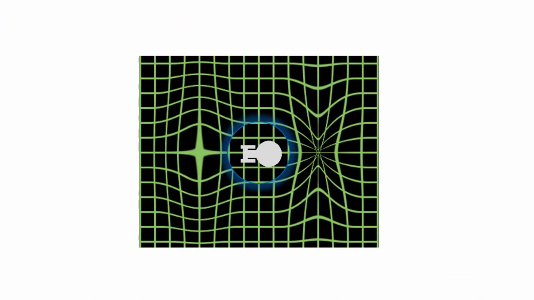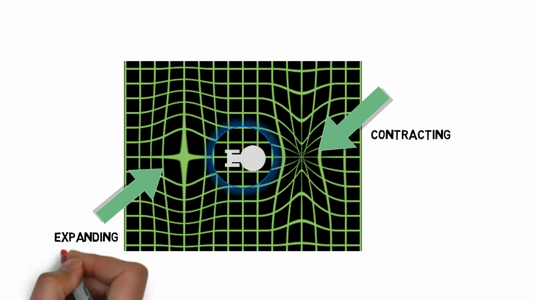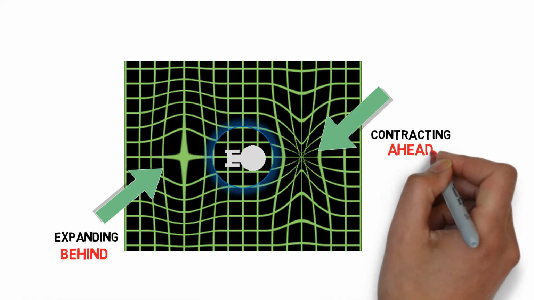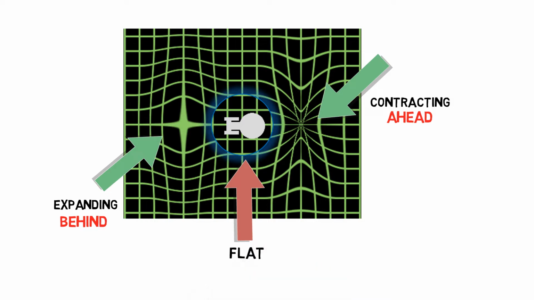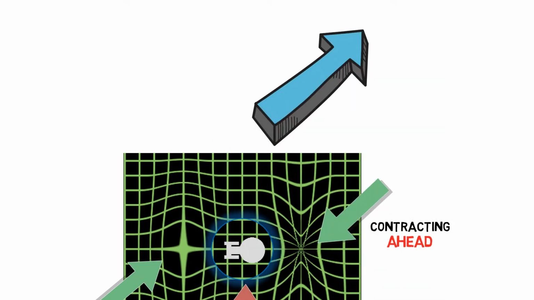How would it work? This method works by expanding and contracting the space-time behind and ahead of the drive, creating a warp bubble around the flat center, which is where the drive would be placed to escape relativistic effects such as time dilation.